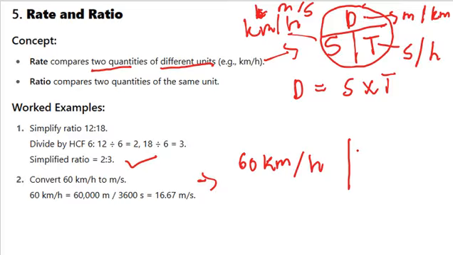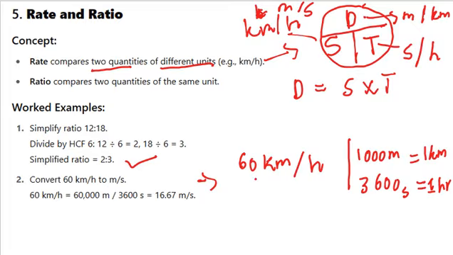So there are 1000 meters to make 1 kilometer, and there are 60 seconds to make a minute, so there are actually 3600 seconds to make an hour. Okay, so we need to know this.